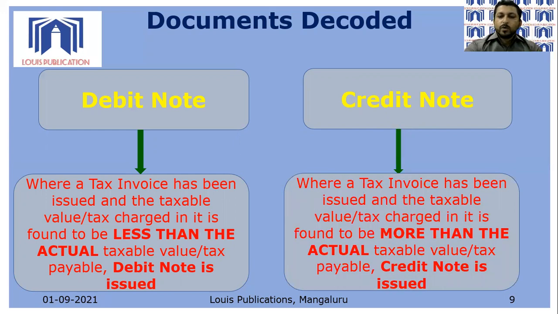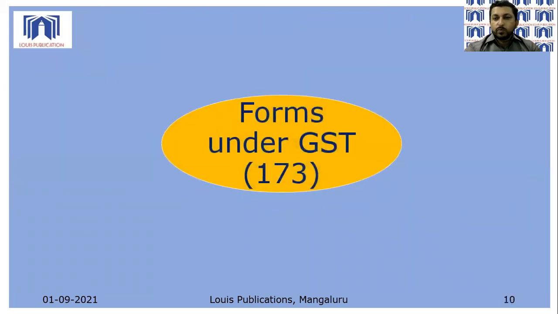So where a tax invoice has been issued and the taxable value or tax charged in it is found to be more than the actual GST amount or actual taxable value, then the supplier will issue a credit note to the recipient, informing that your account has been credited in our books. The supplier has to pay you because we have collected more GST amount from you. So in that circumstance, a credit note is issued to the recipient. So these are the documents under GST. Coming to the last very important concept, that is forms under GST.